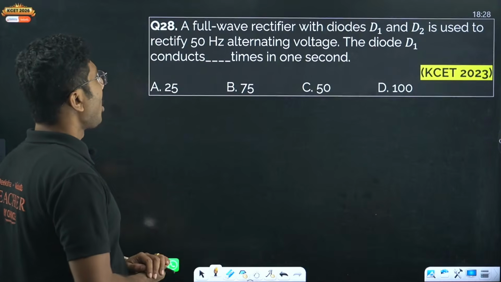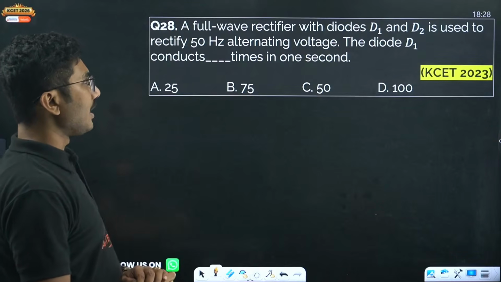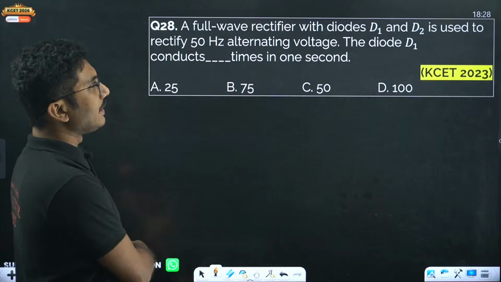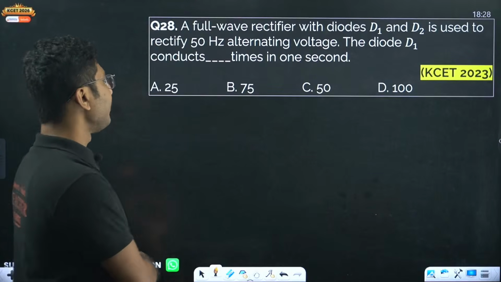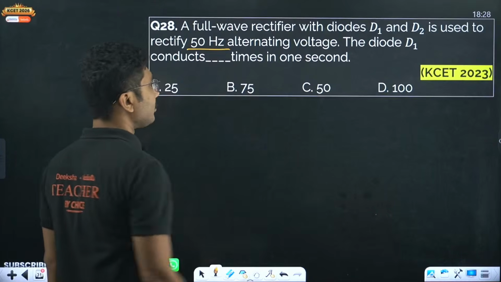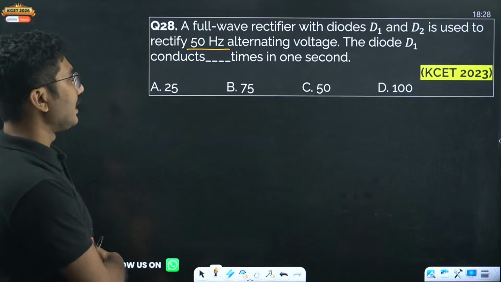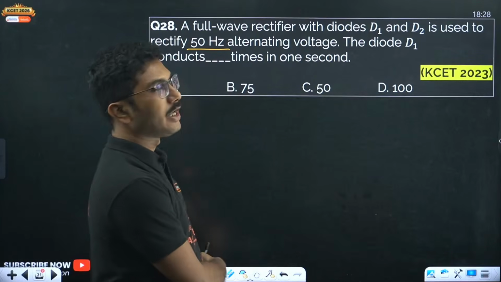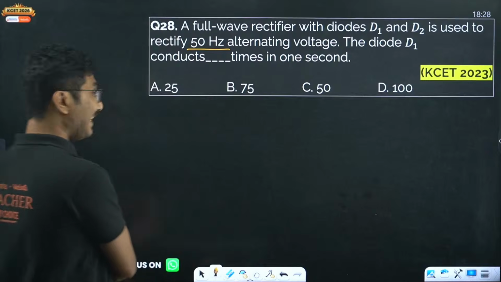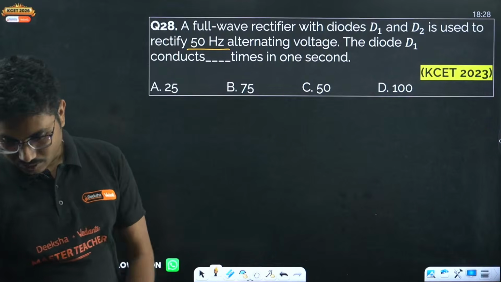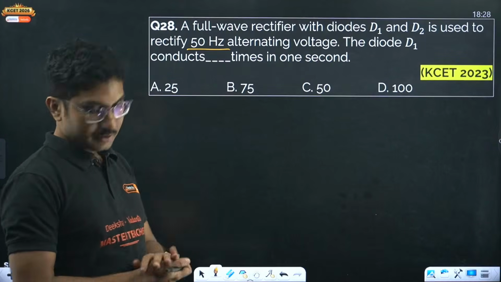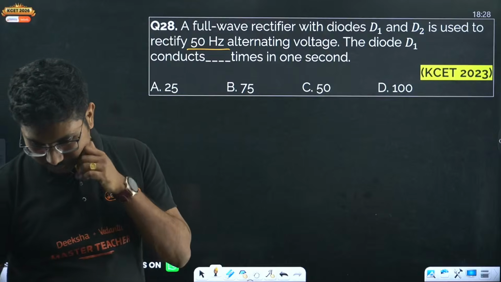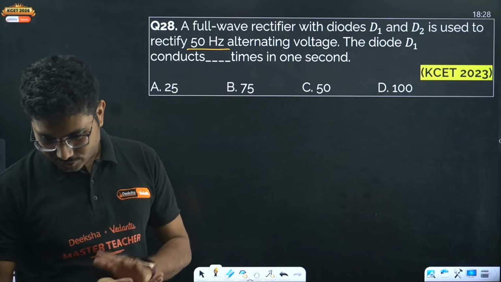Right? A full wave rectifier with diodes D1 and D2 is used to rectify 50 Hz alternating voltage. Then the diode D1 conducts dash number of times in 1 second. Very, very interesting question. Okay, good.